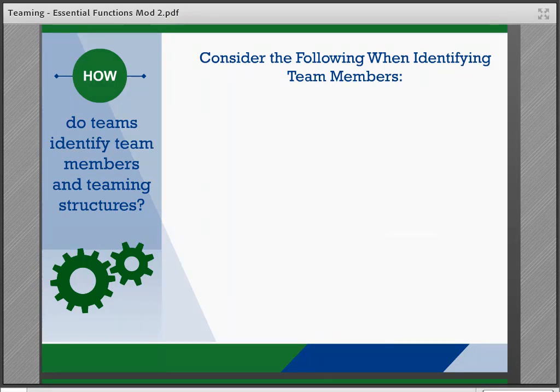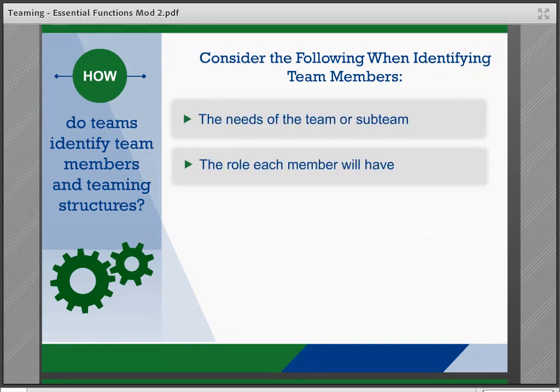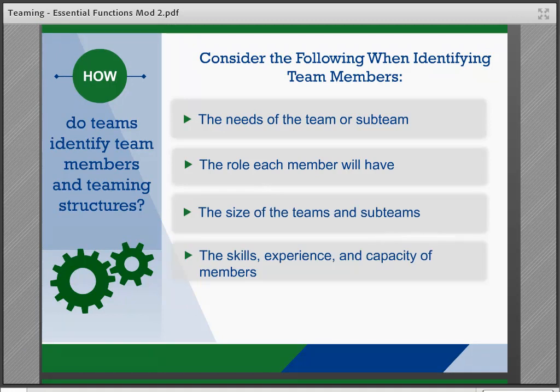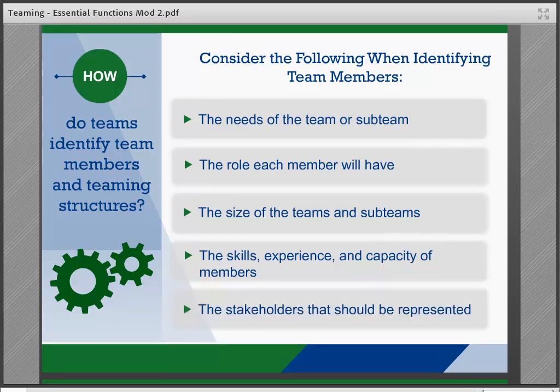Before forming a team, it is important to think broadly about the roles of various team members to ensure that the organization has identified the right team members for those roles and then clarify the expectations. Organizations building teams should consider identifying team members in several ways, including the needs of the team or subteam, and the roles that individual members will have on the team, the size of the team and subteams, and the skills, experience, and availability of selected team members to work on the team, as well as all of the stakeholders that need to be represented.